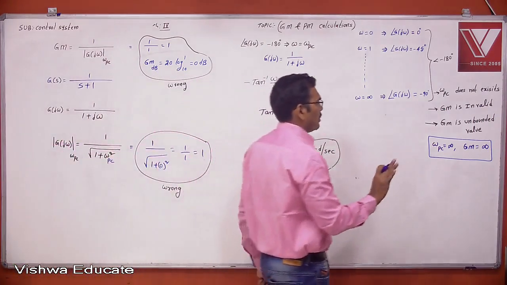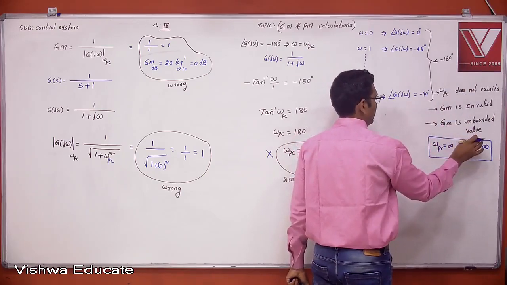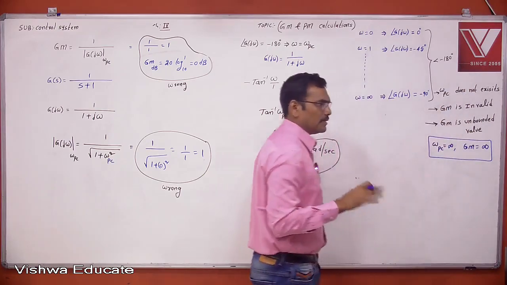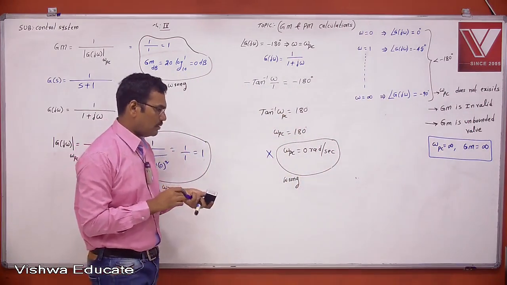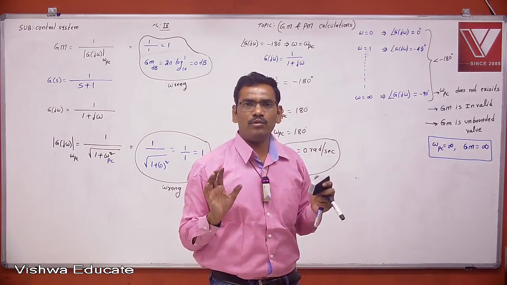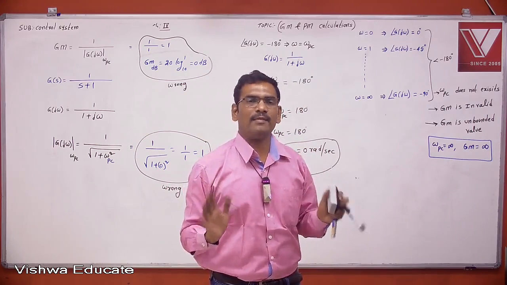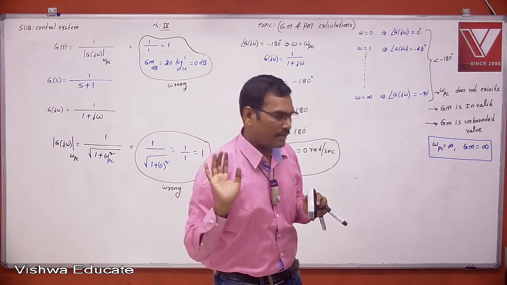Now all these things are not required. When the phase crossover frequency does not exist, gain margin is unbounded, gain margin is infinite, and omega PC is not a valid phase crossover frequency. Note down this, students. Whatever answer you are getting, don't take that answer directly. Substitute it: if the phase is equal to minus 180 degrees, that is valid, otherwise it is invalid.